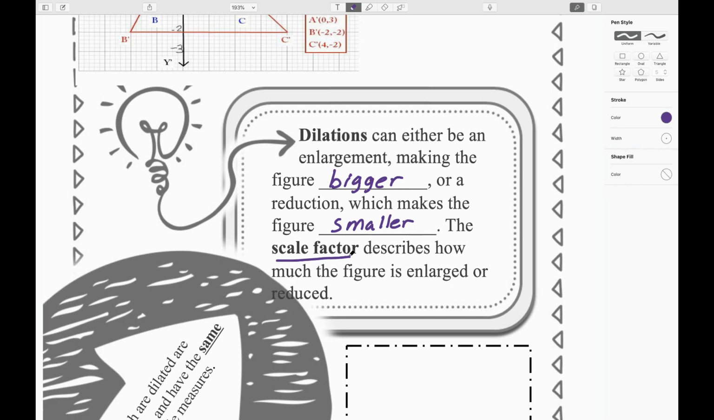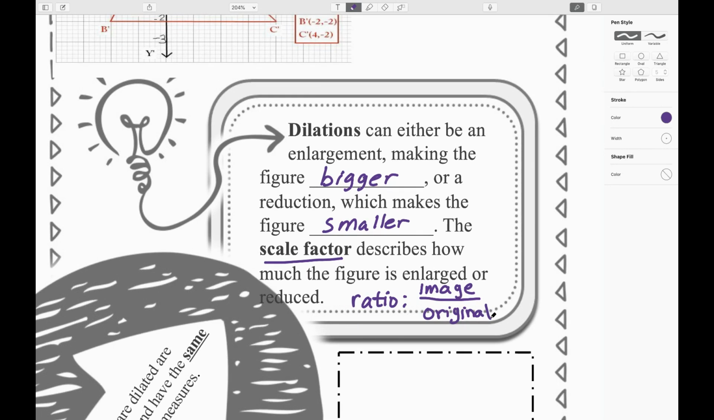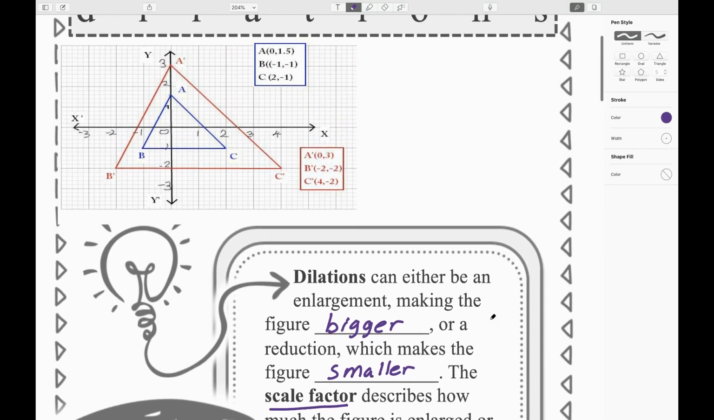The scale factor describes how much the figure is enlarged or reduced. And that scale factor, I'm just going to throw this out here, is expressed as a ratio. Okay, so the scale factor is a ratio of the image to the original. So, like the new side length of the image to the side length of the original. And I'll show you up above in our example how that works. Okay, so we can find it. It's a ratio of a dimension of the image over a dimension of the original. Okay, so we're going to go ahead and take a look at this.